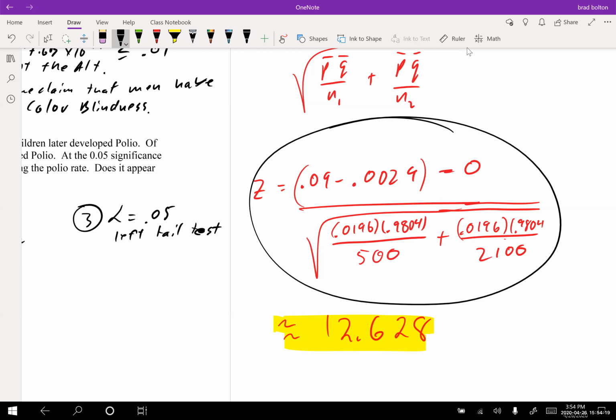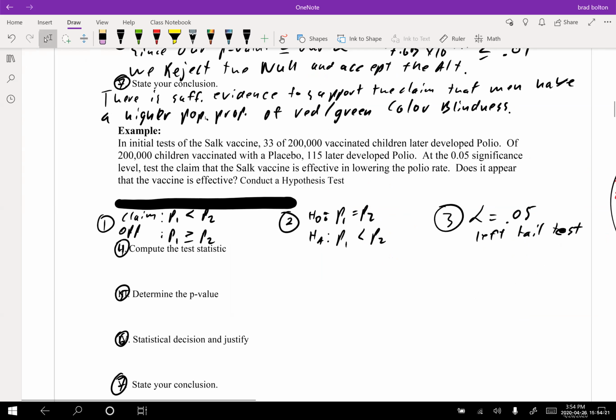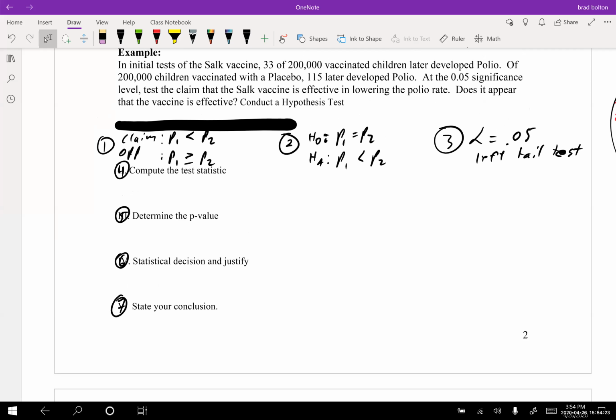You're doing all these calculations. It's just the calculator doing it for you. Okay, so don't lose track of that. So it says compute this test statistic. So I'm going to go back to my calculator again. I'm going to do 2-PropZTest.